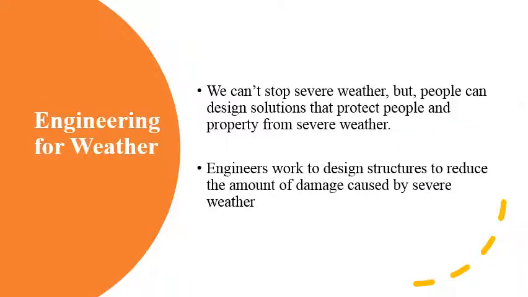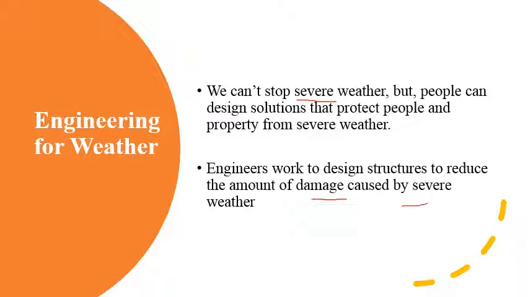And because we studied engineering in the first chapter of this book, we know that engineering can solve problems. We know it cannot stop severe weather. Engineering cannot interact with nature, right? It cannot stop nature from producing the snow or rain or anything, but people can design solutions that protect the people and the properties and sometimes the plants from the severe weather. Engineers work to design structures that reduce the amount of damage caused by severe weather.